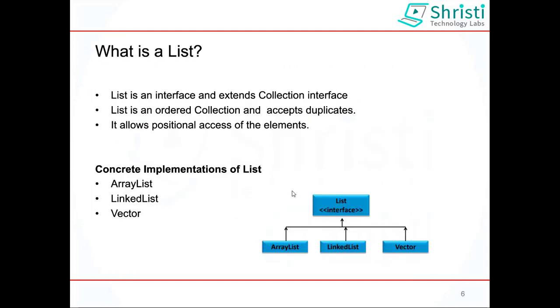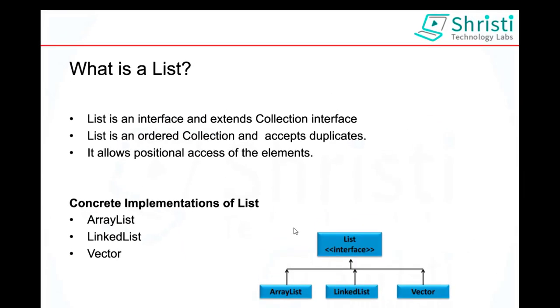The next question. Here we are going to talk about the interface list. What is list? List is an interface and it extends collection interface. So the top level interface is collection, below which I am having list interface. List is an ordered collection. It accepts duplicates. List allows positional access of the elements. Meaning to say that I can access the element by specifying the index. The concrete implementations of list are array list, linked list and vector.